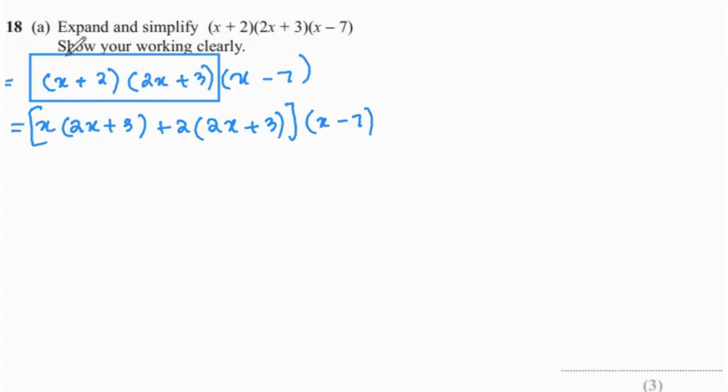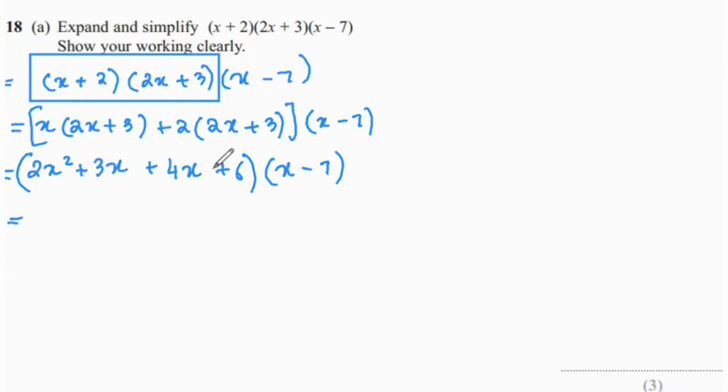When expanding brackets, the first term in the first bracket gets multiplied with all of the terms in the second bracket. And then the second term in the first bracket gets multiplied with all of the terms in the second bracket. So x times 2x is 2x squared. x times 3 is 3x. 2 times 2x is 4x. And 2 times 3 is 6. When you're multiplying variables, the power changes. But when we're adding variables, the power doesn't change.